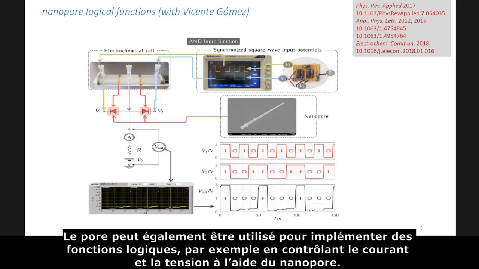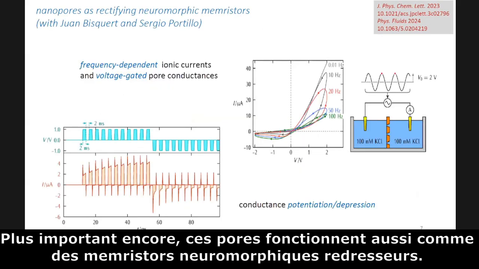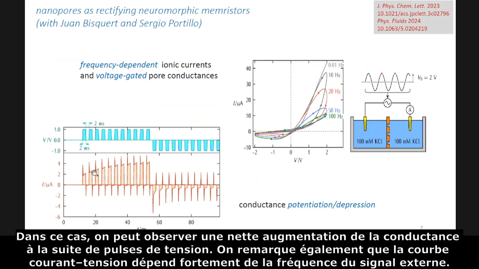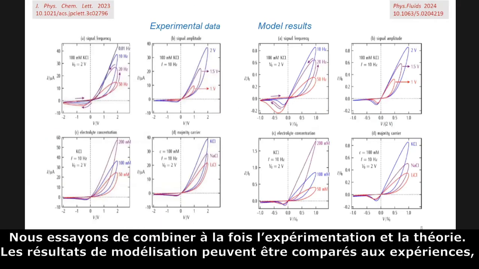The pores can be used for implementing logical functions, for instance, controlling the current and the voltage with the nanopore. But importantly, the pores also work as rectifying neuromorphic memristors. In this case, for instance, you can see a clear conductance potentiation following voltage pulses. You can also see that the current-voltage curve is very dependent on the frequency of the external signal. And we try to do both experiment and theory.